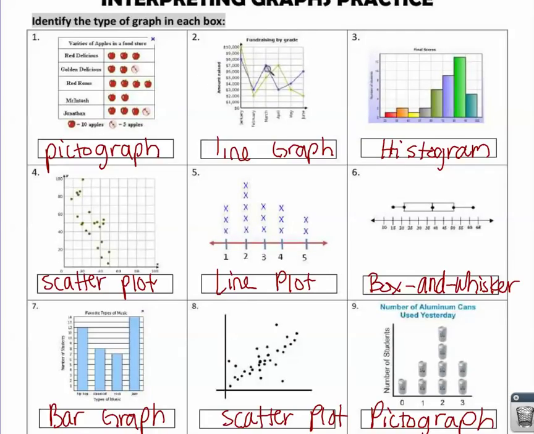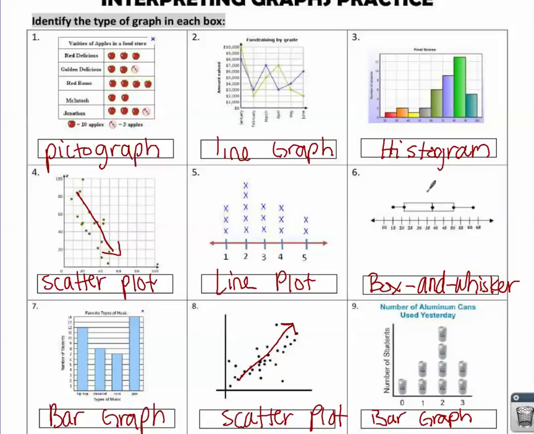So the first one's a pictograph, the next one's a line graph, the third one's a histogram, the fourth one we haven't talked about, it's a scatter plot, and because from left to right it's going in a downward motion, this is a negative correlation. Whereas in number 8, it's also a scatter plot, but you notice how it's going left to right, increasing, so that is a positive correlation.